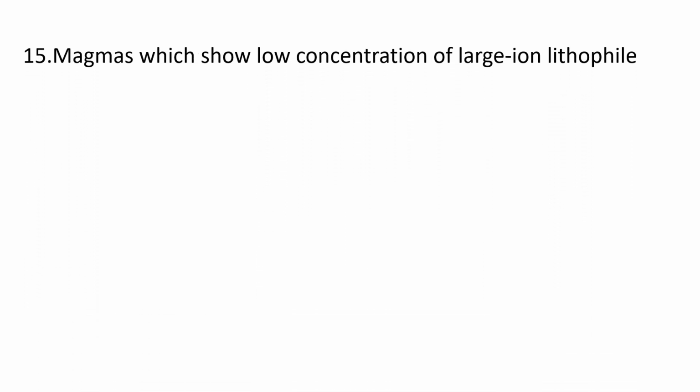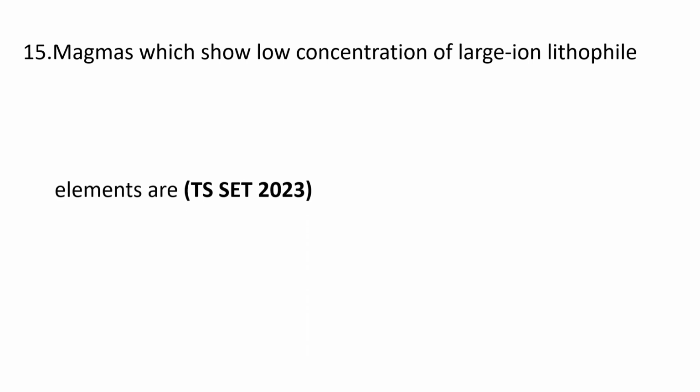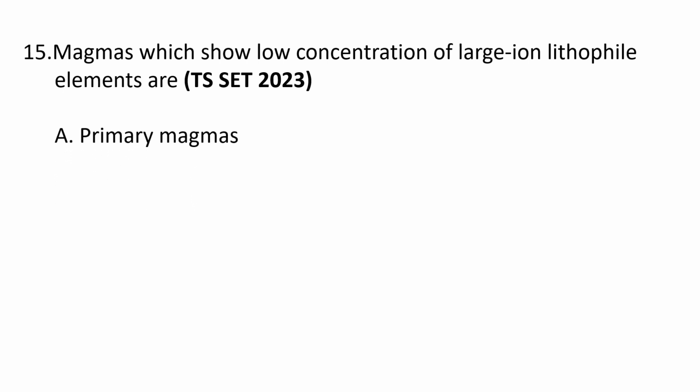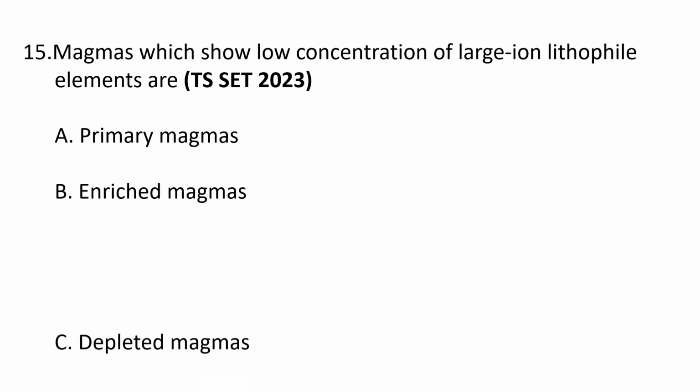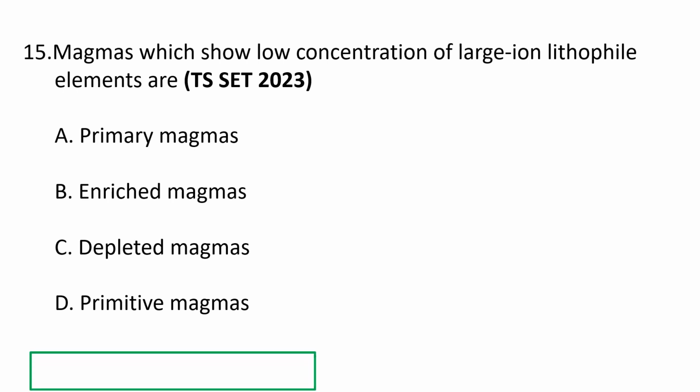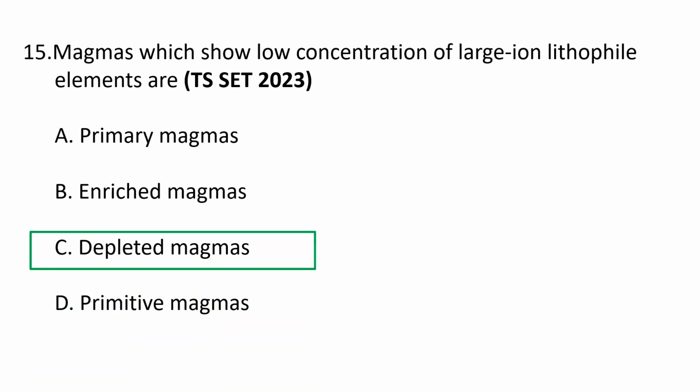Magmas which show low concentration of large ion lithophile elements are: A. Primary magmas, B. Enriched magmas, C. Depleted magmas, and D. Primitive magma. So magmas that show low concentration of large ion lithophile elements are depleted magmas. So that's why C, depleted magmas, is the correct answer.